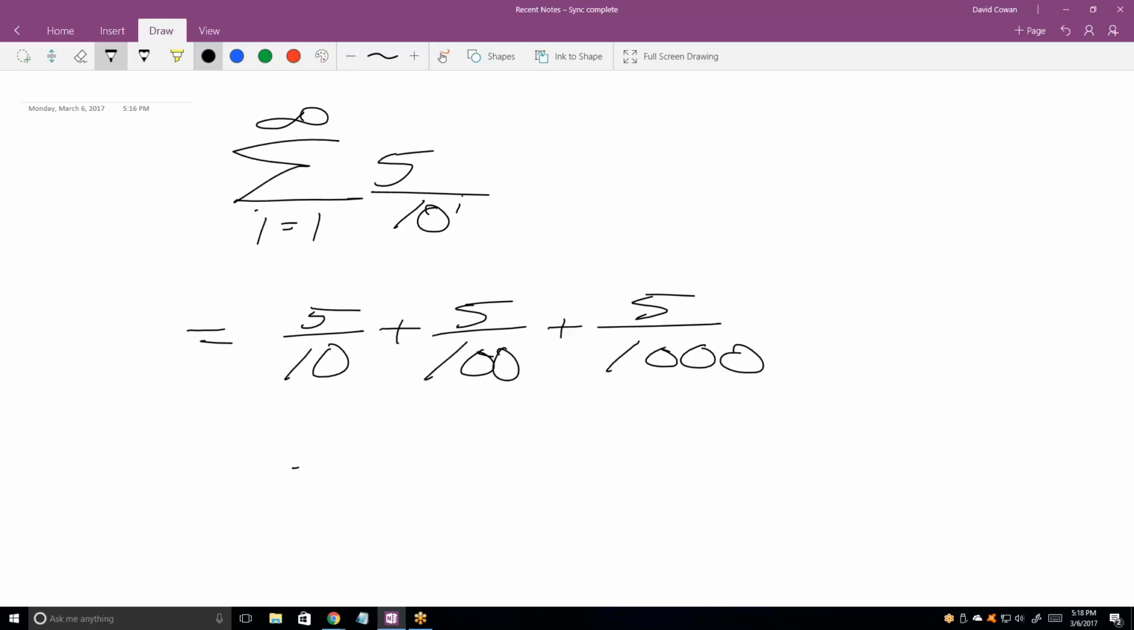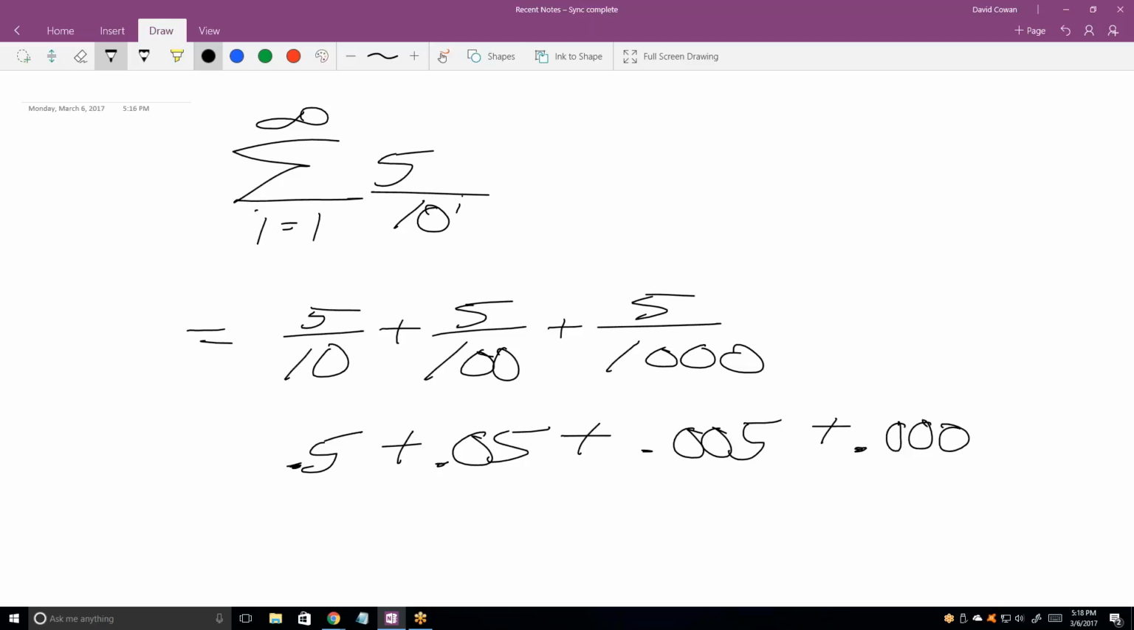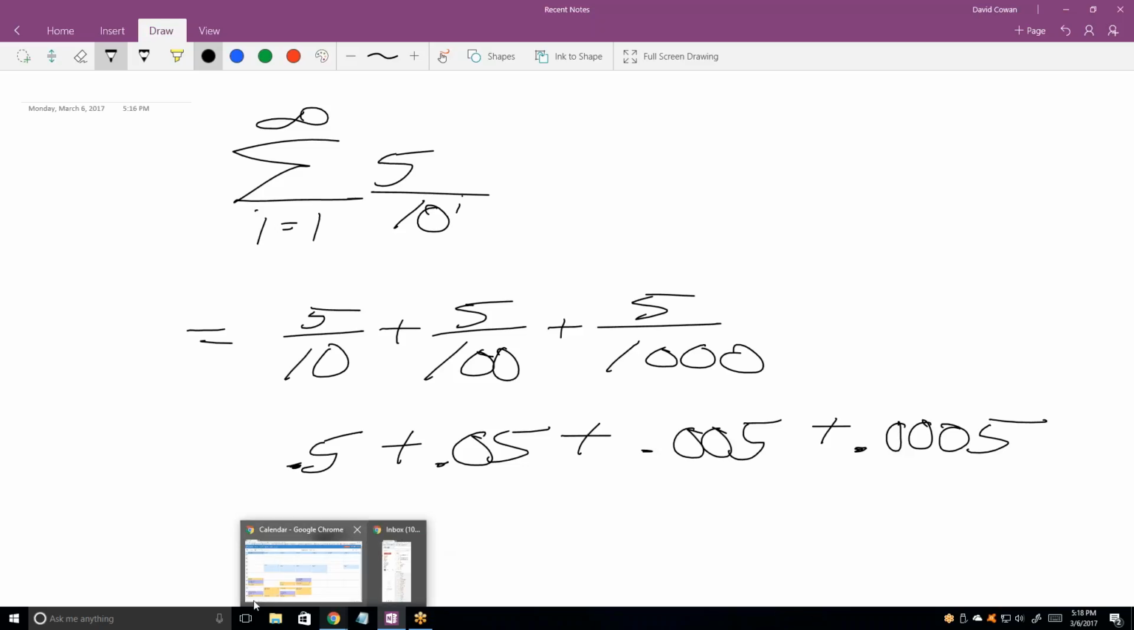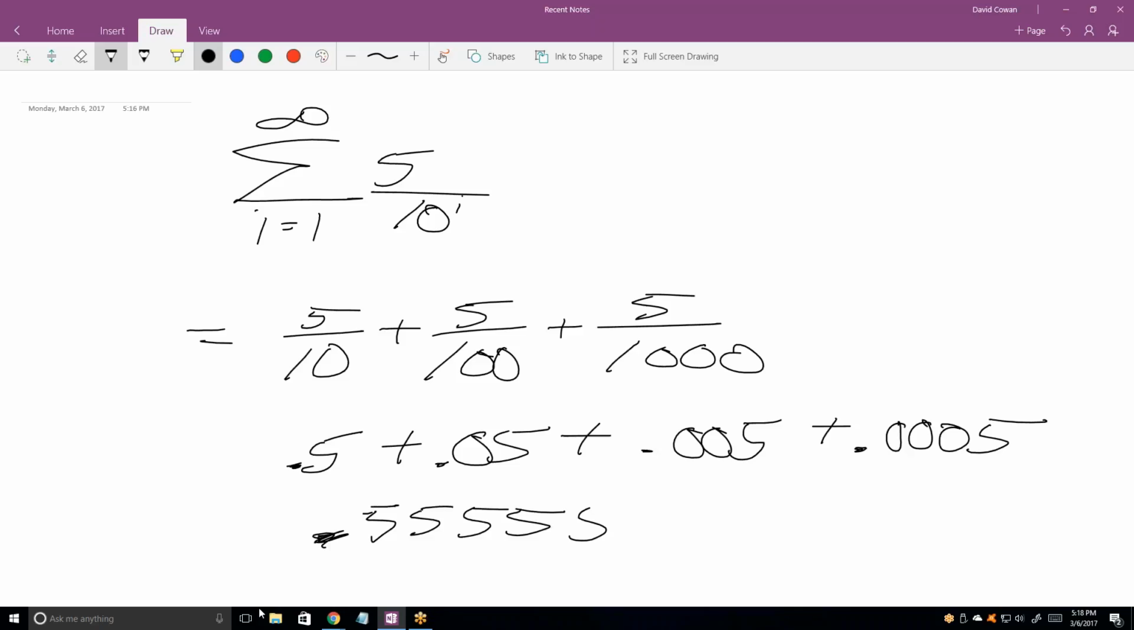Notice what we're looking at. We're looking at 0.5 plus 0.05 plus 0.005 plus 0.0005. What number are we going to get in the end? Are we just going to get 0.5 repeating? This is what we'll get. So you should put the line over it.